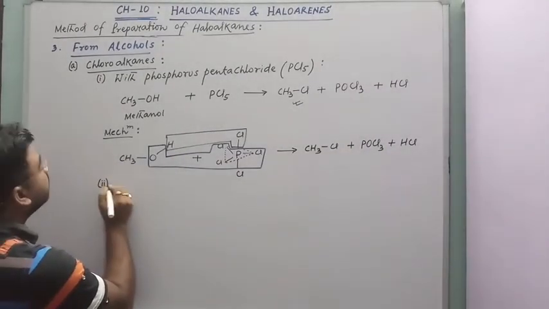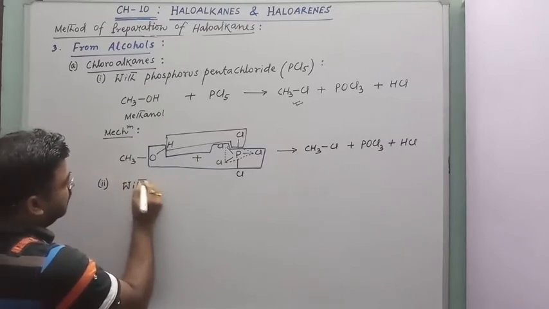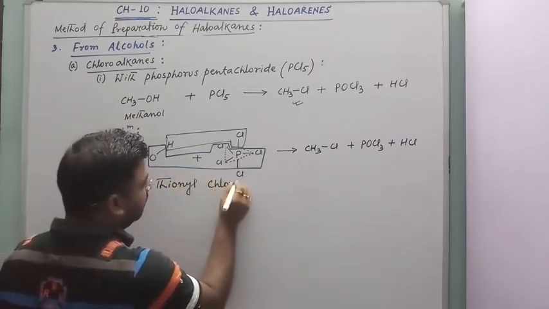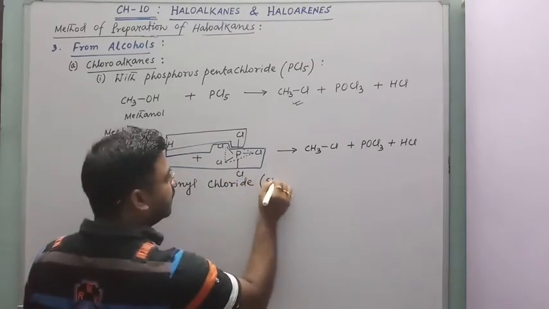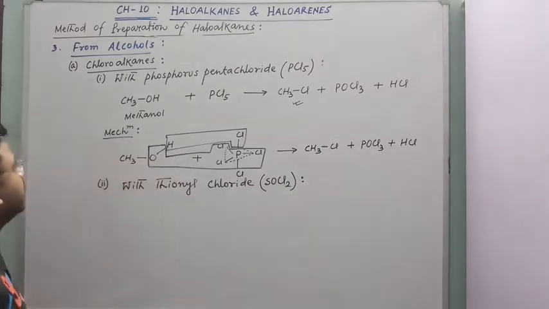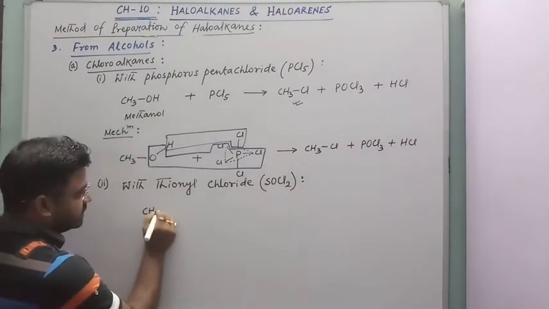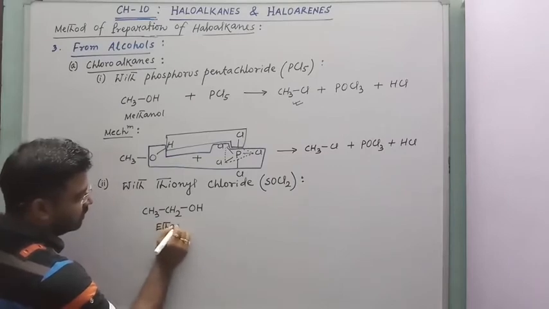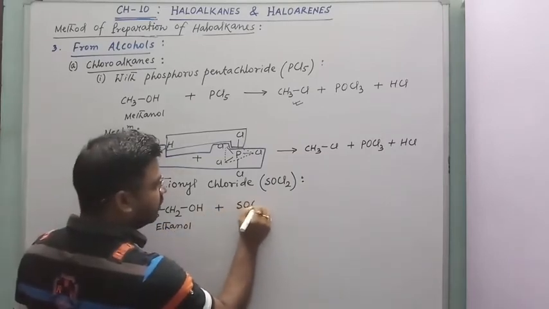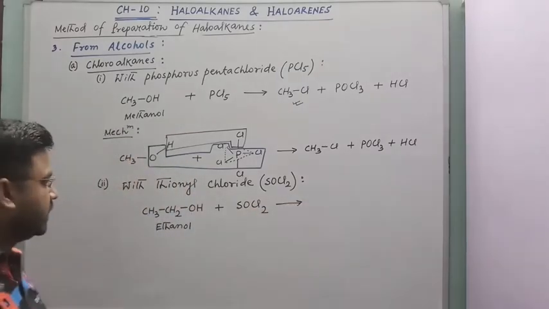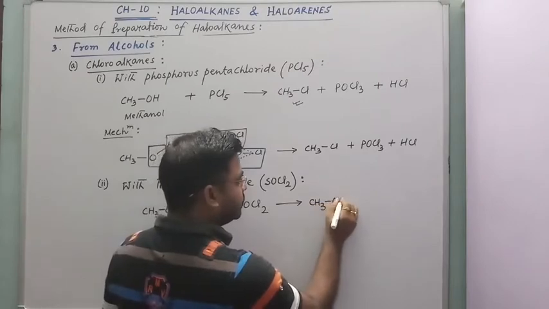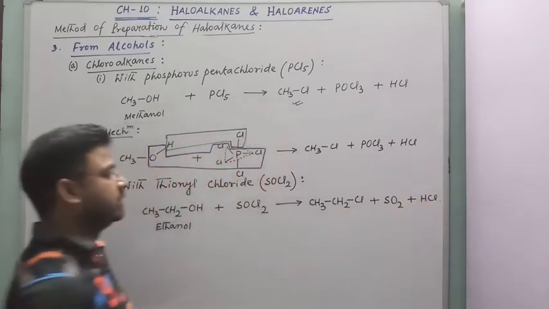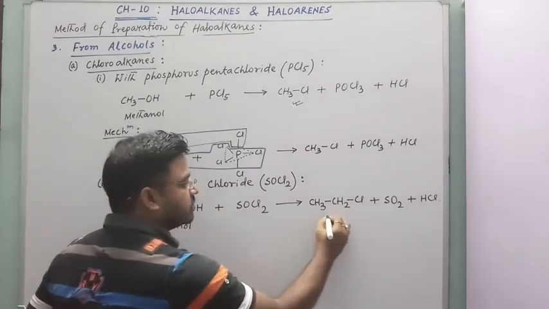Number 2, with thionyl chloride, SOCl2. When an alcohol, say CH3CH2OH, ethanol or ethyl alcohol, is treated with thionyl chloride, SOCl2, then you will get CH3CH2Cl plus SO2 plus HCl. So CH3CH2Cl is chloroethane. This is your haloalkane.